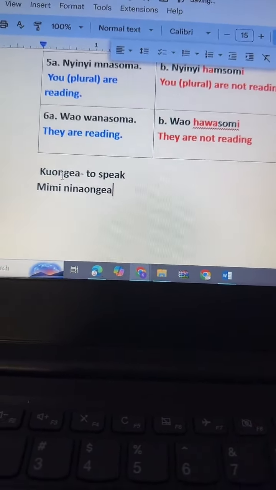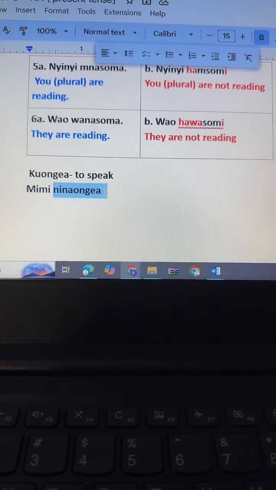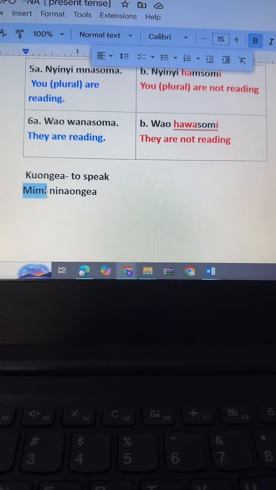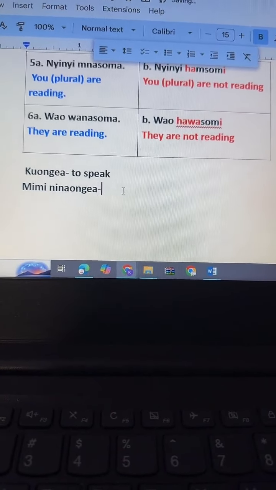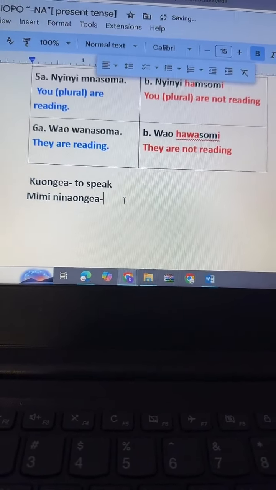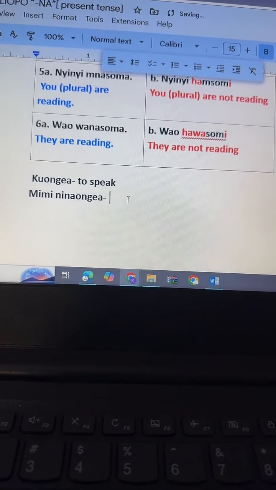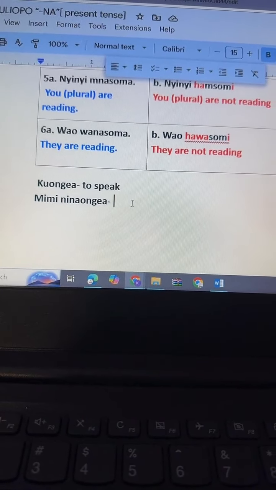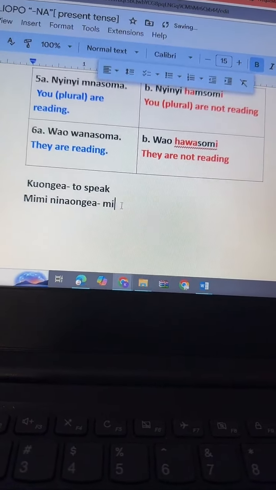Remember what we said in our previous lesson? You can just say nina ongea and it means I am speaking, and you just omit this mimi. It's not necessary here. Okay, now write I am not speaking. How will we say that? Mimi siongei. Asante sana, dada Franci. Mimi siongei. That's very correct.